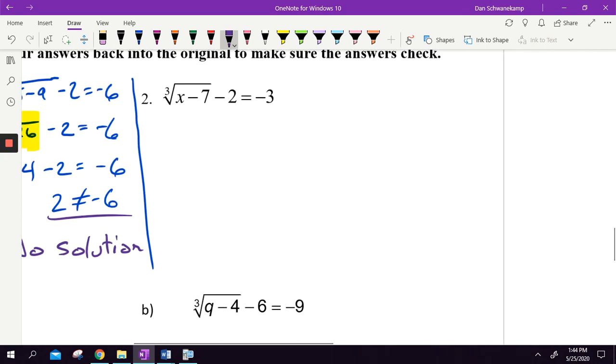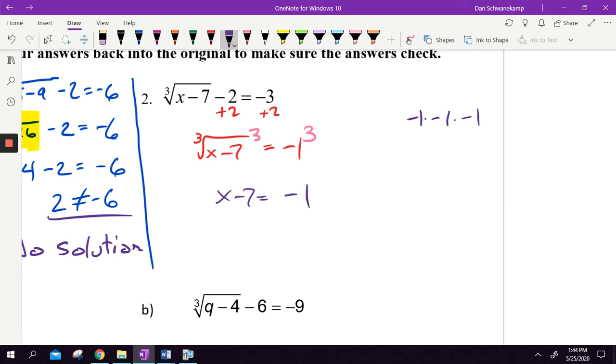All right, let's try another one. Add the 2. Add the 2. The cube root of x minus 7 equals negative 1. To get rid of the cube root, I'm cubing both sides. That cancels. Negative 1 cubed, so negative 1 times negative 1 times negative 1, that is negative 1. Add 7, x equals 6.